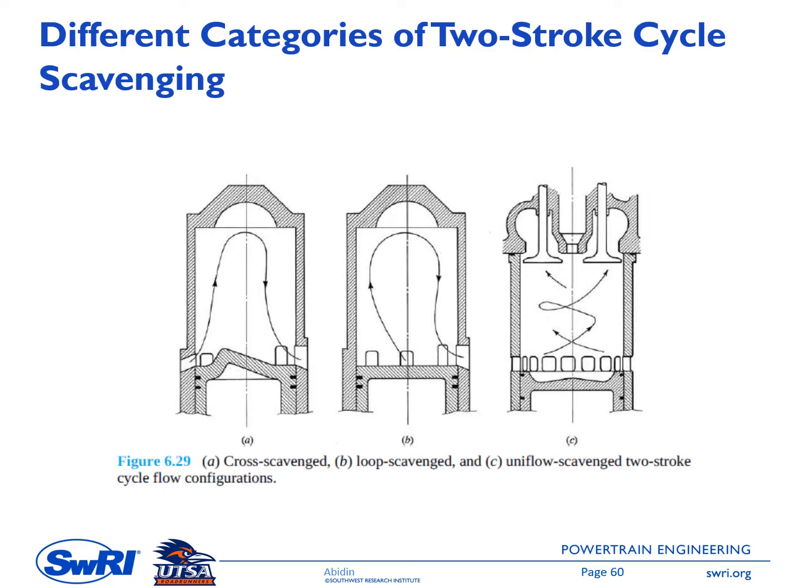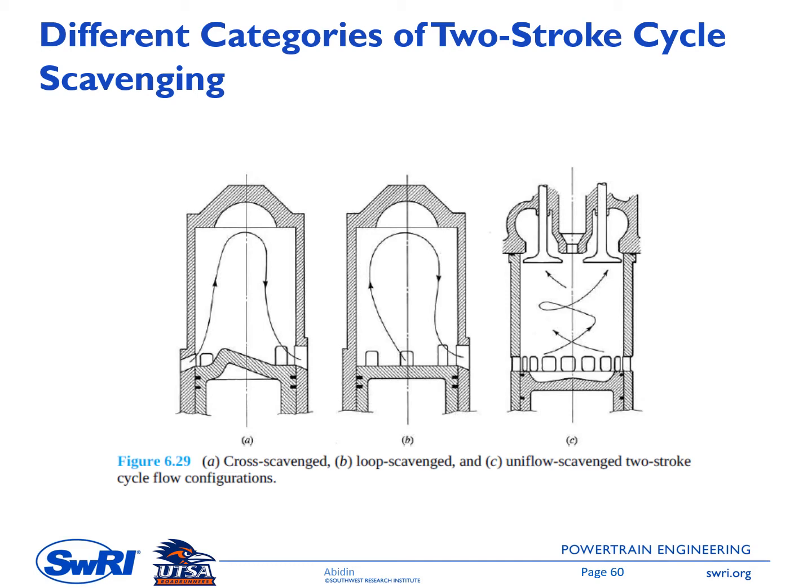There are several different categories of two-stroke cycle scavenging, and the location and the orientation of the scavenging ports control the scavenging process. The most common arrangements can be seen in this figure. In this figure we have three different scavenging configurations.